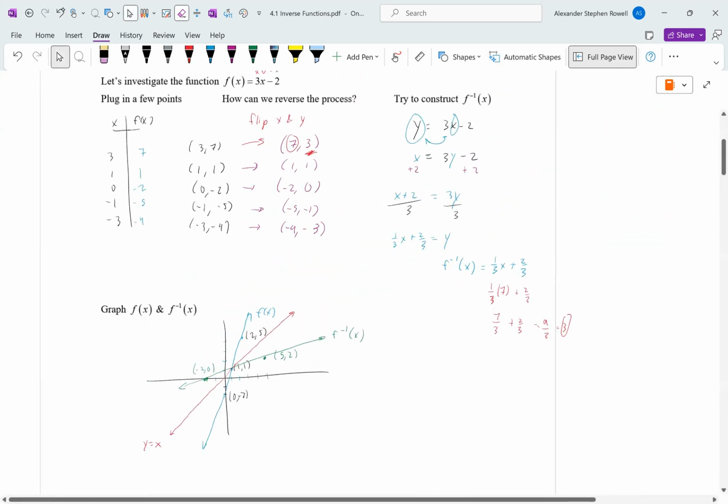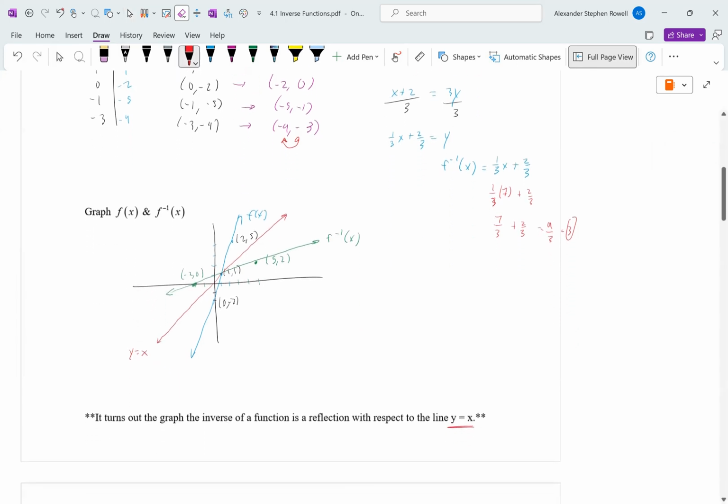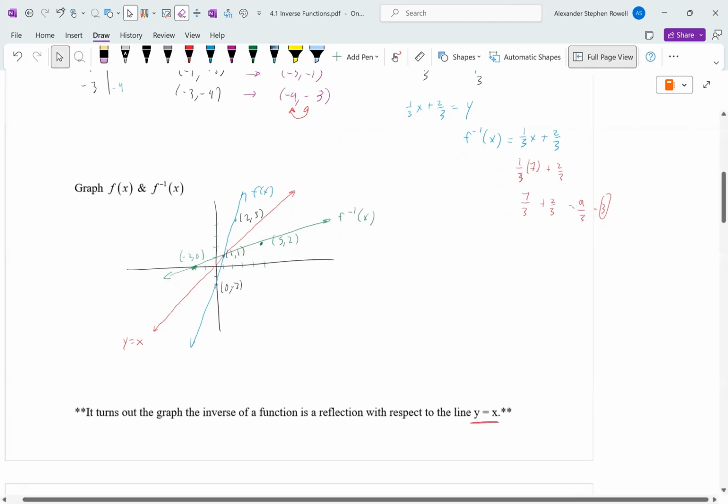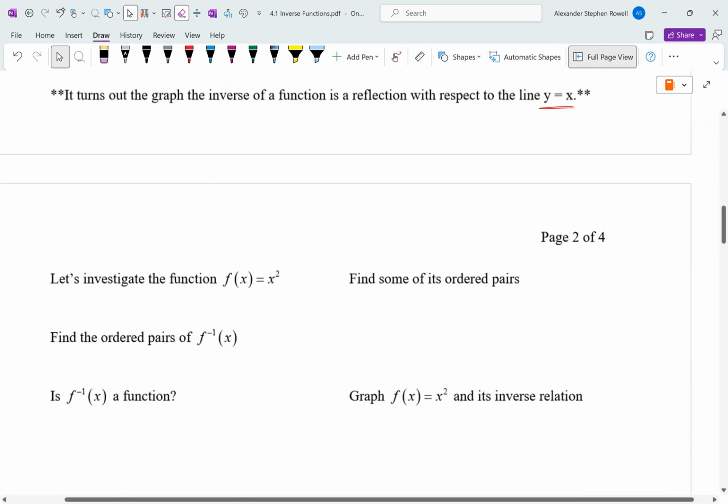Inverse function. We have three things going on here. You can think of it as changing the order of pairs, changing the x, y value in the function, or a reflection over the line y equals x. These all mean the exact same thing. Are we comfortable with that? Okay. Let's try to apply this.